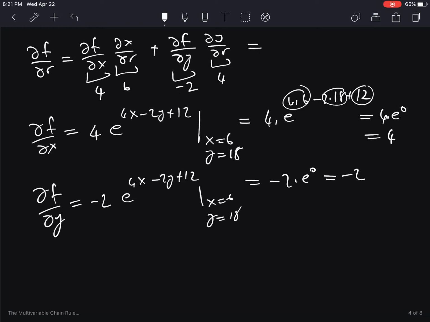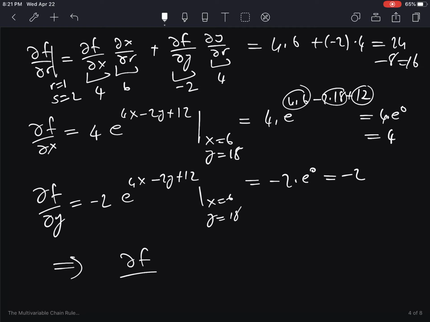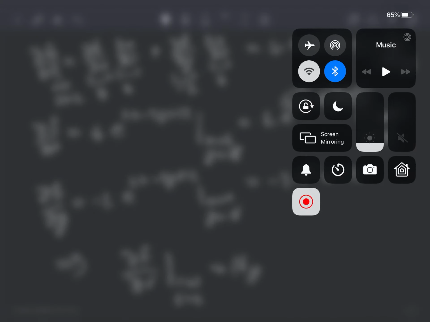And so del f over del r, when r is 1 and s equals 2, is going to be 4 times 6 plus minus 2 times 4. So the result is 24 minus 8, which is 16. So let's write it: del f over del r, when r is equal to 1 and s equals 2, is 16. That's the end of the question.